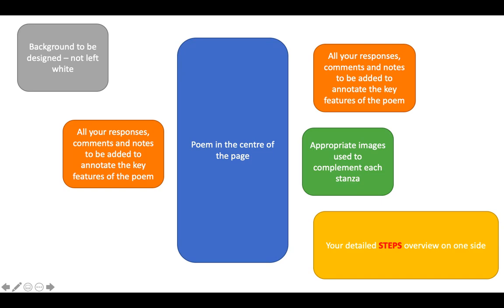The background shouldn't be left white. It should be some sort of image. It should have a title at the top as well. Vergissmeinnicht. Make sure you spell it correctly. Then I also want you to have the poem in the middle of the page, all right? Format that carefully so you can read it the best you can and the stanzas are clear.